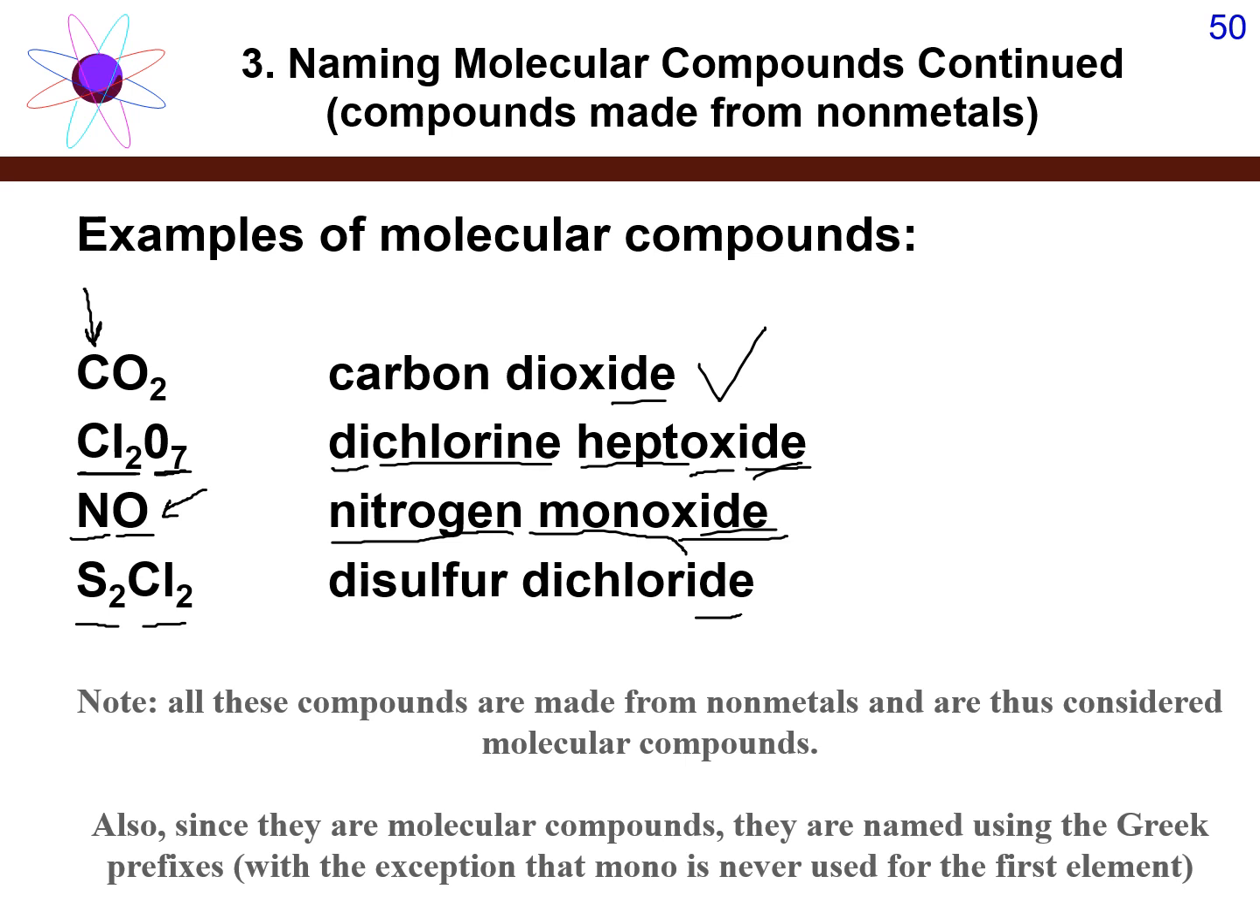So that's it for naming molecular compounds. It's pretty straightforward. You just need to know the Greek prefixes. Remember, never put mono on the first element, and then the IDE ending has to be on the second element.